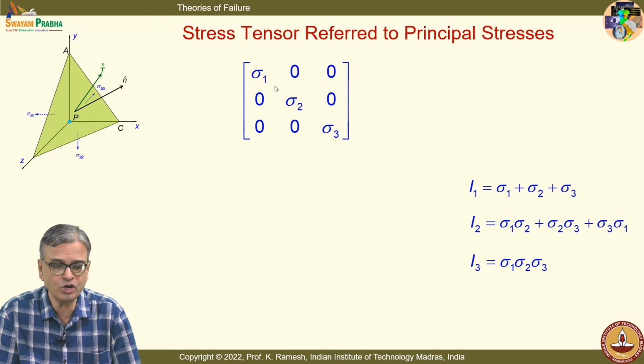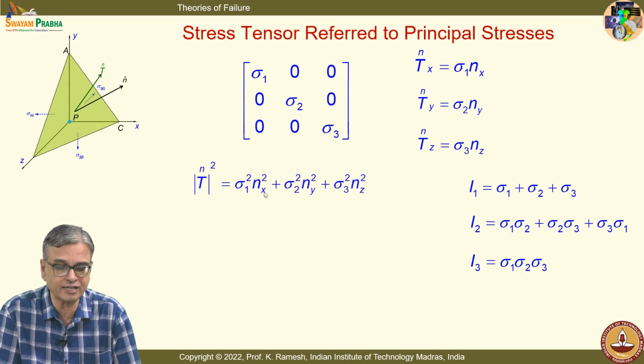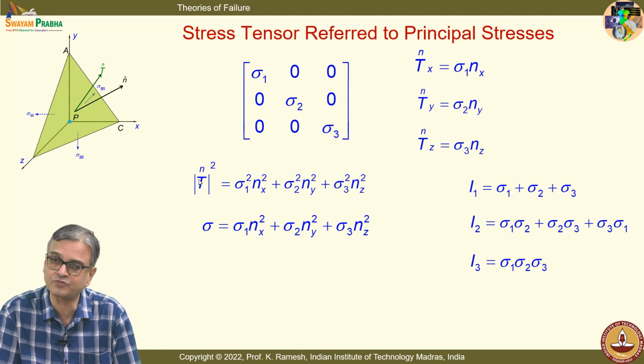And if I want to find the stress vector on any plane, I need to have the direction cosines. If they are nx, ny and nz, okay, I can have tnx, tny and tnz in a very simple fashion. And you can also calculate the stress vector. The square of the stress vector is nothing but sigma 1 squared nx squared plus sigma 2 squared ny squared plus sigma 3 squared nz squared. So, I can take the square root to get the stress vector magnitude.